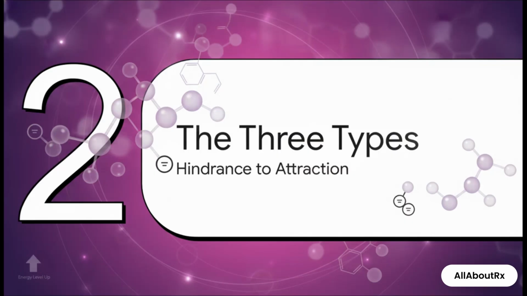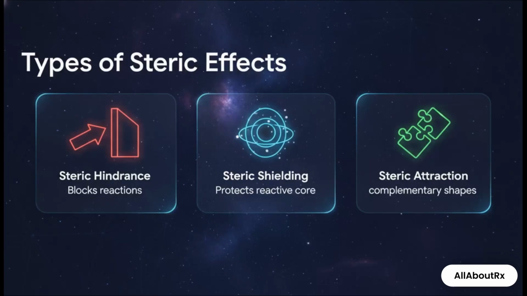Moving right along to Section 2, the three types of non-bonding interactions. We can basically group these interactions into three main buckets: hindrance, shielding, and attraction. This is going to be our main framework for understanding how molecules behave in 3D space. You can kind of think of these as the physical traffic laws for atoms trying to interact with each other.